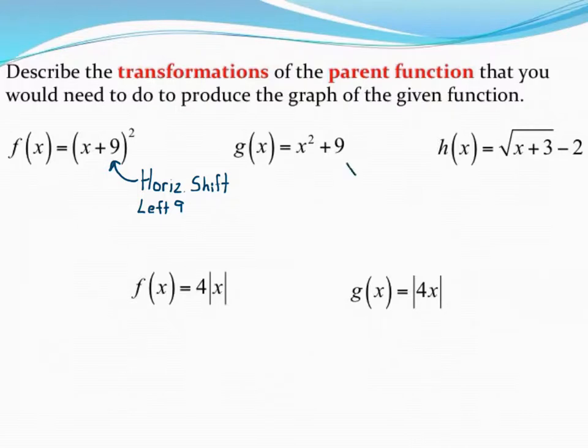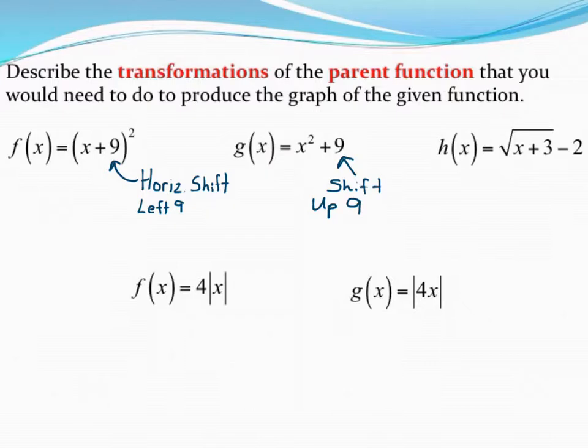If the number's being added outside of the parentheses or the absolute value bars or whatever, it's going to be a vertical shift. So this will actually shift the graph up or down. And if it's added outside like this one, the vertical shift always does what it says it's supposed to do. So this will shift the graph up 9 spaces. Every single point on that graph will be shifted up 9 spaces.